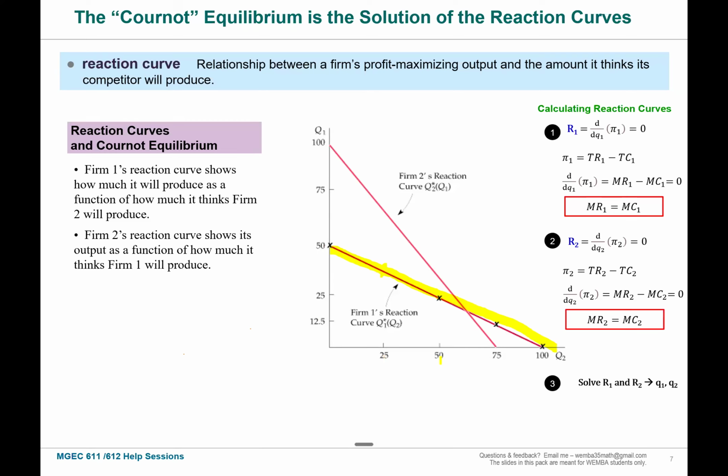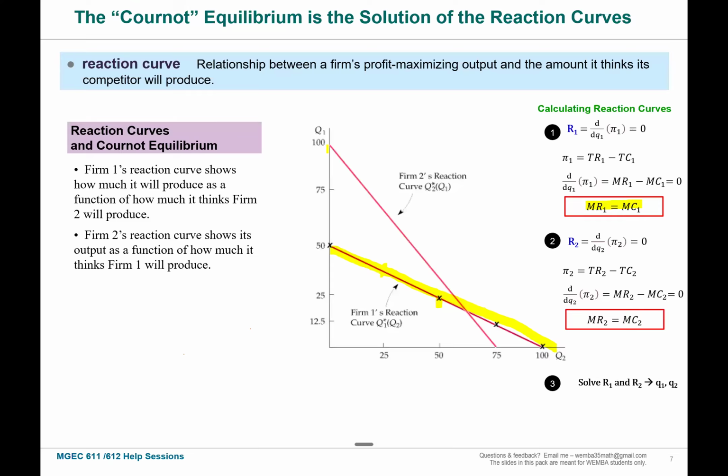If it thinks firm 2 will produce 50, firm 1 will produce 25 and so on. So that's the reaction curve. The reaction curve for firm 1, really the equation for this curve is nothing but MR1 equal to MC1. So the marginal revenue of firm 1 equated to its marginal cost gives you the reaction curve of firm 1.